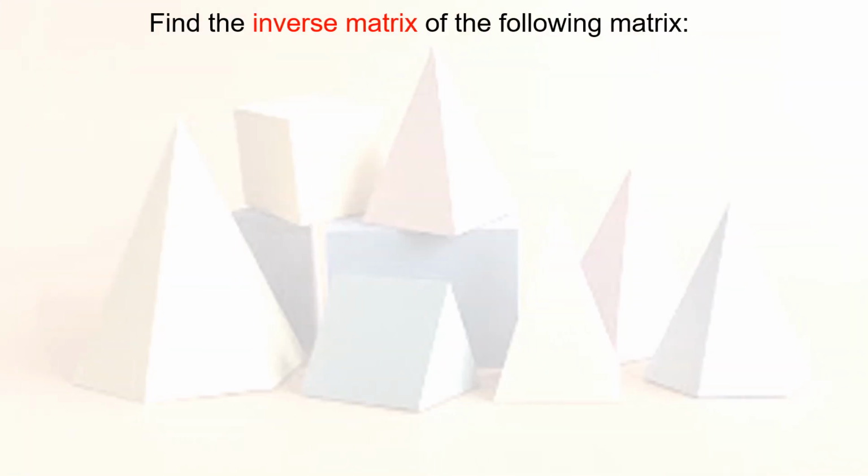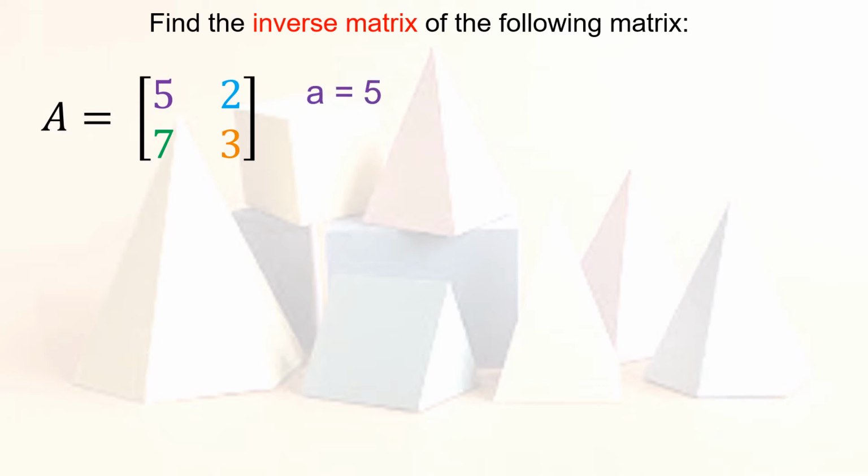So let us find the inverse matrix of the following matrix. First, let us recall how to find an inverse matrix. Given that we have matrix A = [5 2; 7 3], first we are going to identify our a, b, c, d. So a = 5, b = 2, c = 7, d = 3.